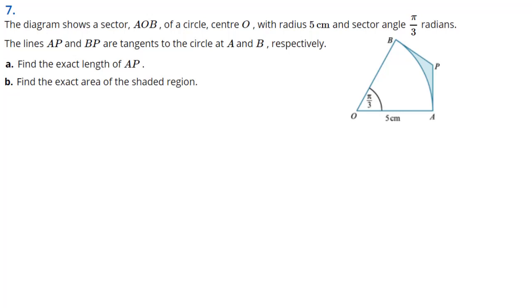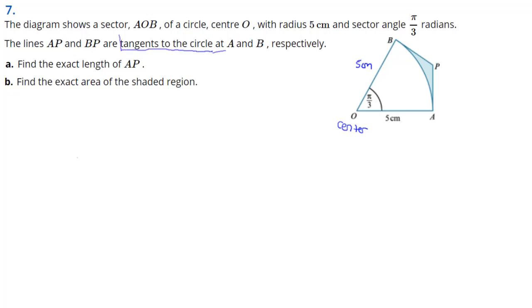In number 7, we've got the sector AOB. The circle center is O, and so let's label that. We've got a radius of 5. Well, this OB is also going to have a length of 5. The sector angle is pi over 3.